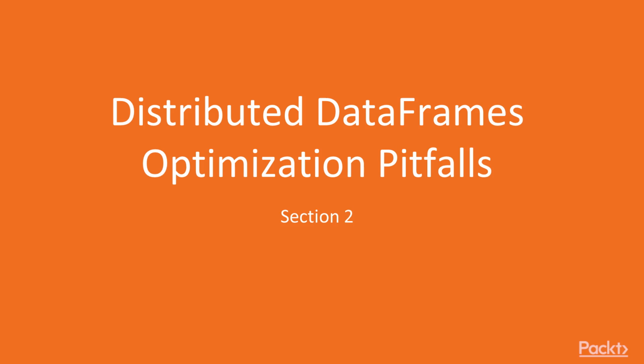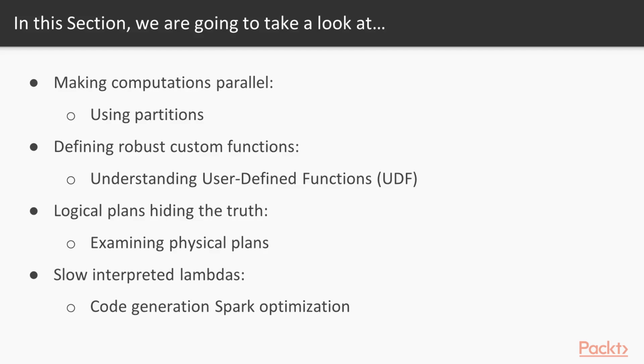Welcome! This is the second section of our Spark course. In this section, we'll be looking at the distributed data frame optimization pitfalls that occur when you're starting to develop applications in the Apache Spark framework. First, we will see how to make our computations parallel using partitions.